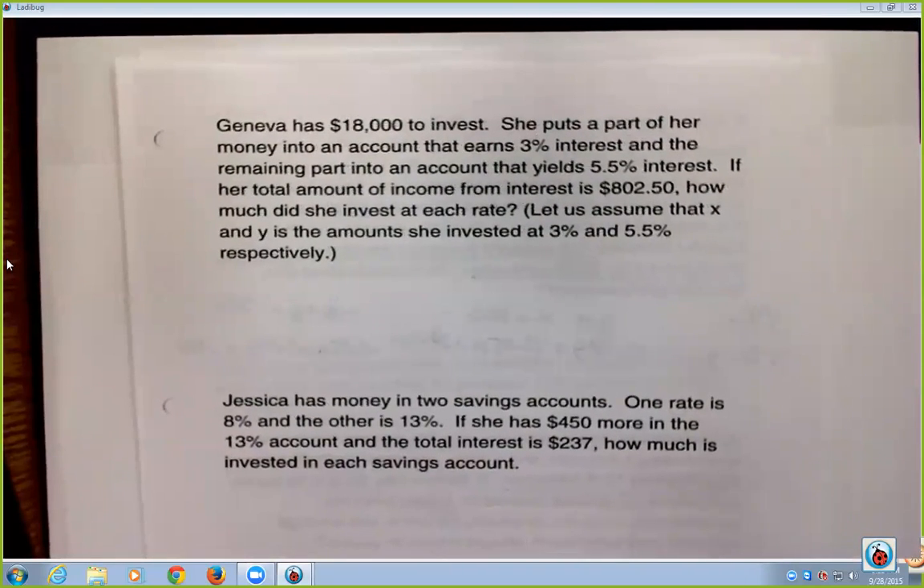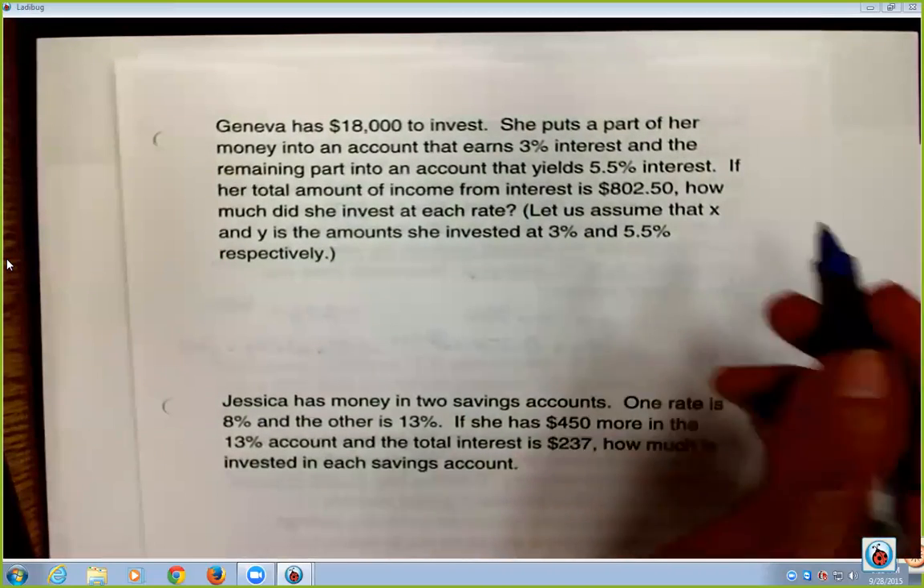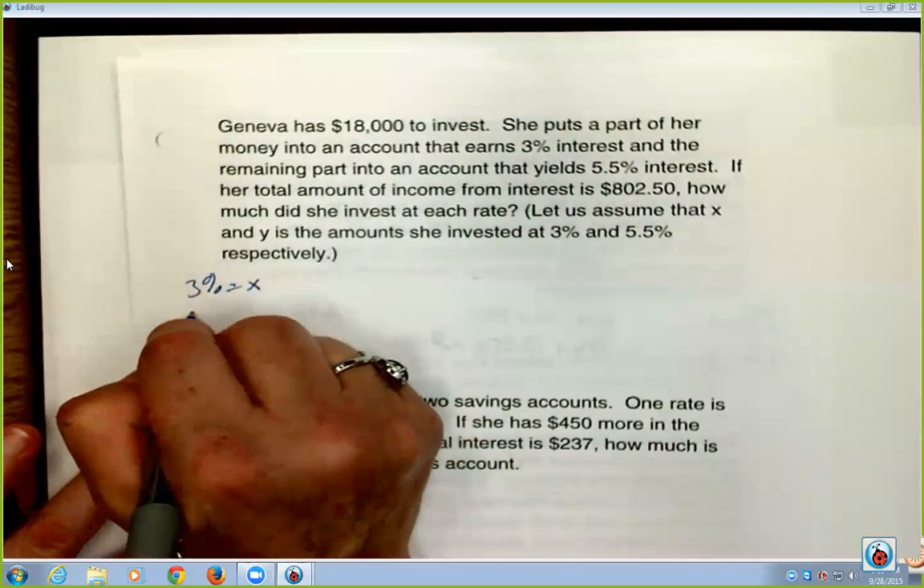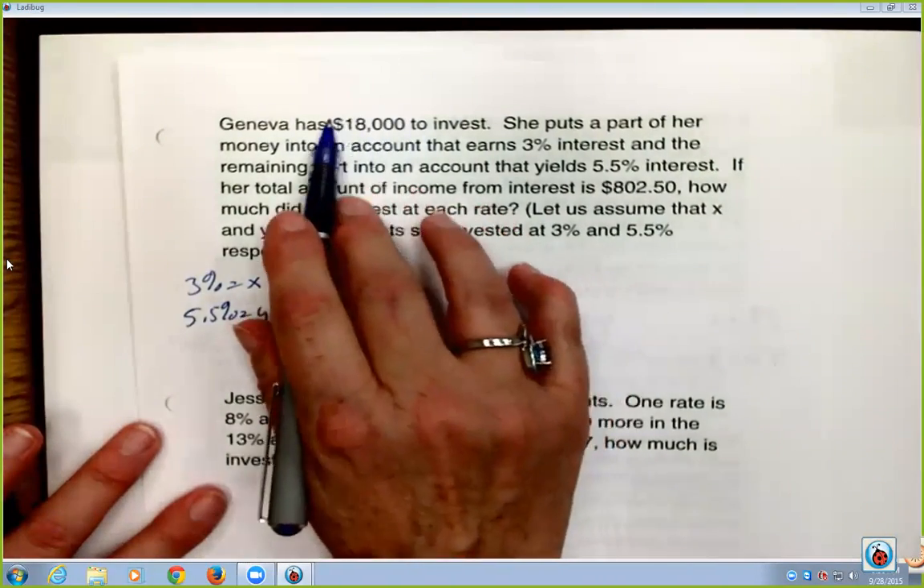Geneva has $18,000 to invest. She puts part of the money in an account that earns 3% interest and the remaining part in an account that yields 5.5% interest. If her total amount of income from interest is $802.50, how much did she invest at each level? Same as the last one we just did, because we're going to label and put our two accounts together. So she's got a 3%. She has a 5.5%. She has a total to invest.